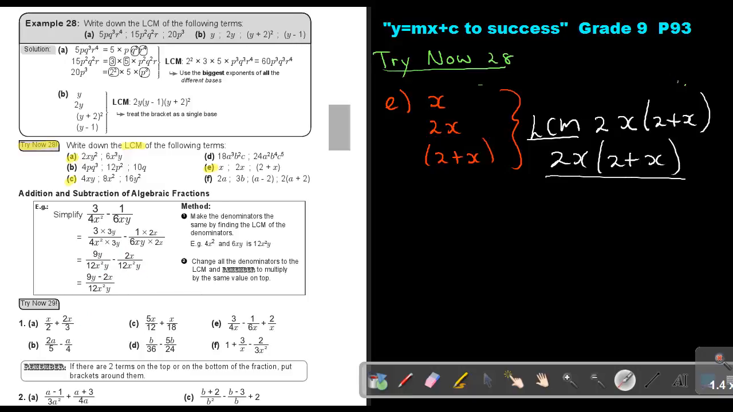And now the denominators are the same. So now I'm just going to say 9y minus 2x. And it's unlike terms, so I just leave it like this.